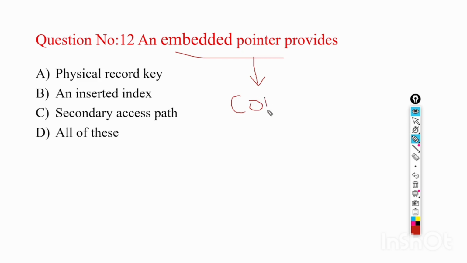Going to the next question. Question number 2. An embedded pointer provides what? Physical record key, an inserted index, secondary access path, or all of this.